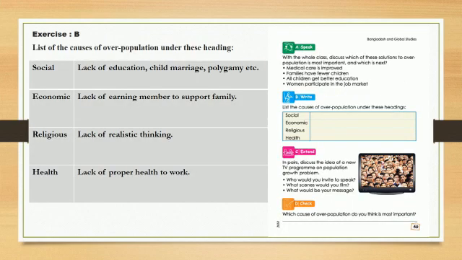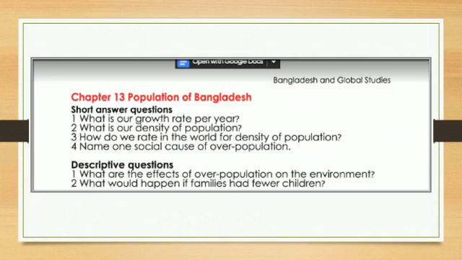Here is an exercise for you. I have done an exercise which is number B. You can have a look at this. Move on to the next page, which is about your question answers. Here are four short questions and two broad questions. You have all got your hand notes, right?